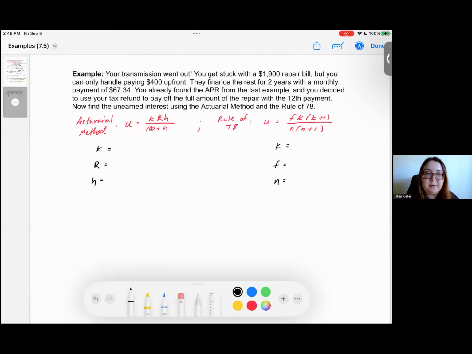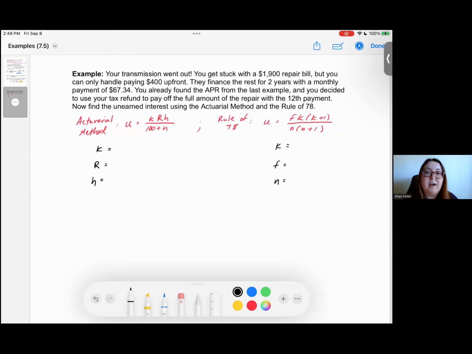All right, so here we are with our example. We have the same question as before, and we said that we're going to use the actuarial method and the rule of 78. When we use the actuarial method, we have different variables. We have K, R, and H. The rule of 78 uses the variables F, K, and N. Now, one important thing is that for both of these formulas, K is the same. So it's the same value of K for each one.